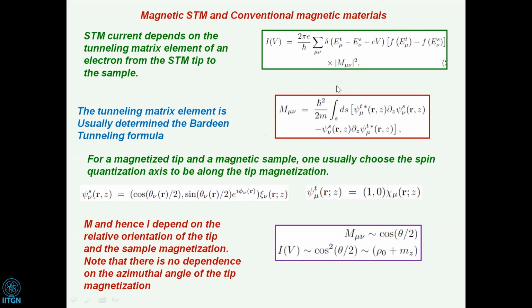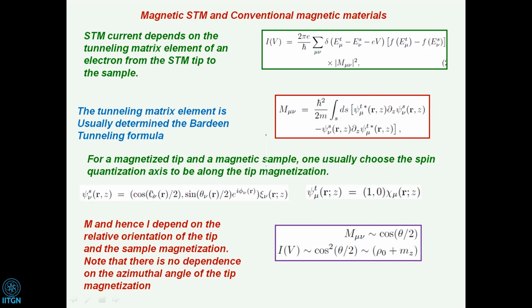This matrix element essentially tells you the overlap between the wave function of the tip and that of the topological insulator surface. And this is typically given by the Bardeen tunneling formula, which Bardeen came up with in 1964, where he showed that this is given by this expression. But the overall thing that I wanted you to take home from this is that it depends on the overlap between the tip and the surface electron wave function.